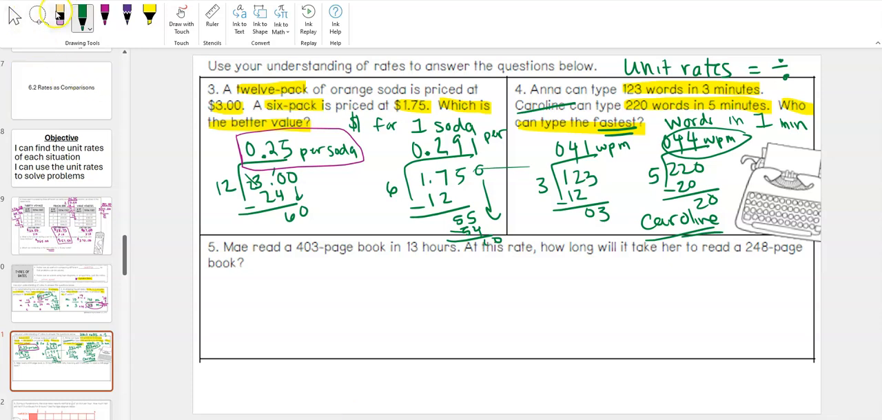All right, next one. May can read a 403-page book in 13 hours. At this rate, how long will it take her to read a 248-page book? Okay, we're back to equivalent rates or ratios. Pages, hours. Currently, we're reading 403 in 13 hours. How long will it take her to read 248?